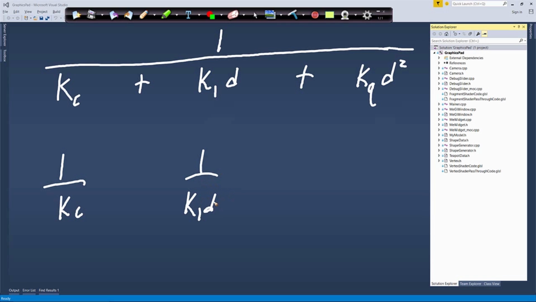Anyway, 1 over K1D, as D increases linearly, this is going to fall off. Same thing here. So let's say this constant was 0, this constant is 0, and all we're left with is the actual inverse square law. But then we throw a constant on here because us programmers, us graphics guys, like some control. And so that's gonna fall off much faster because this quadratic function will grow much faster than the linear one. And obviously, this constant one has no growth, 0 growth.